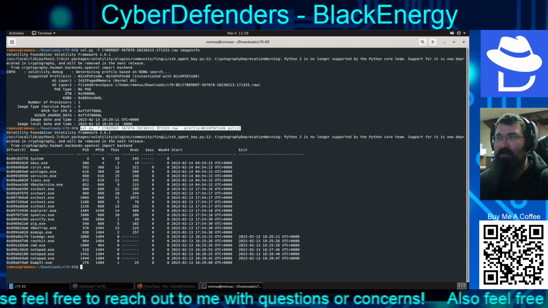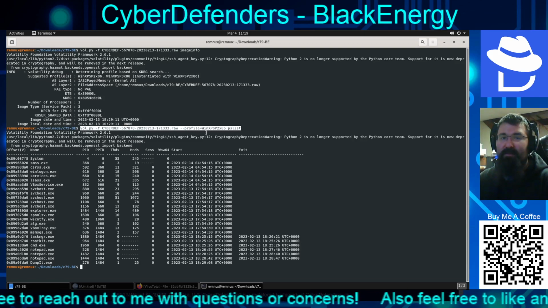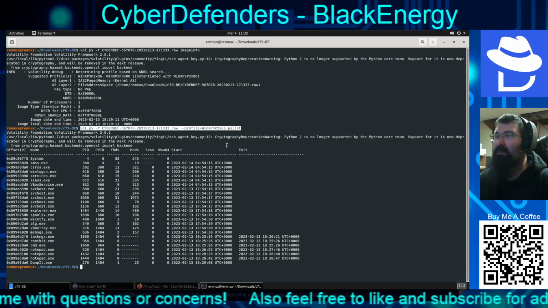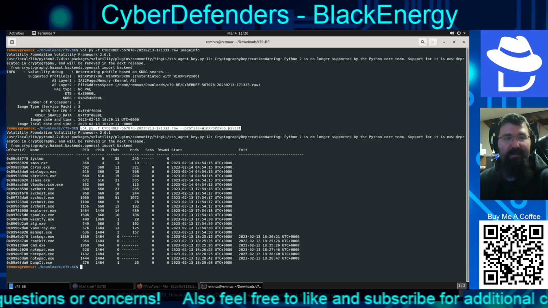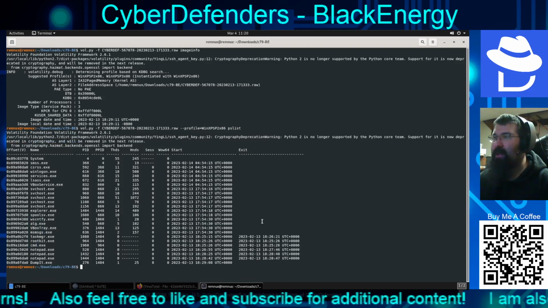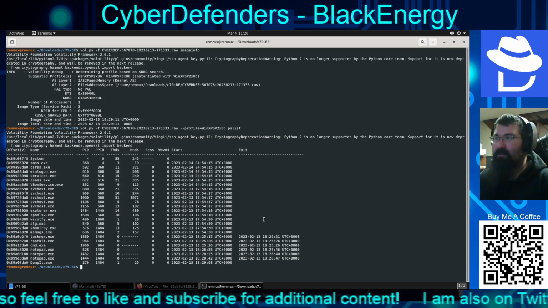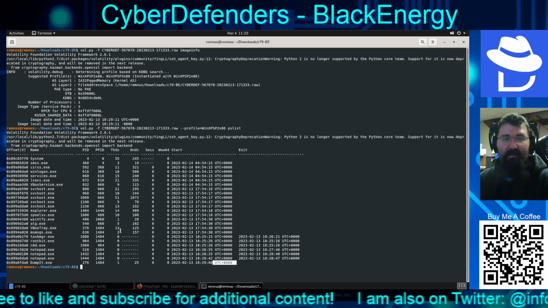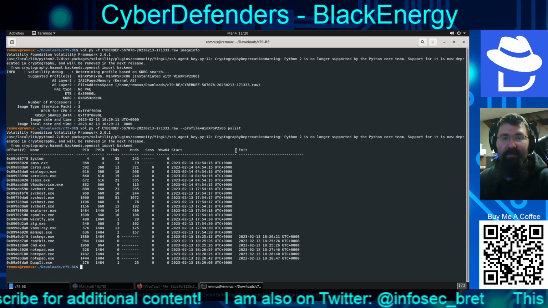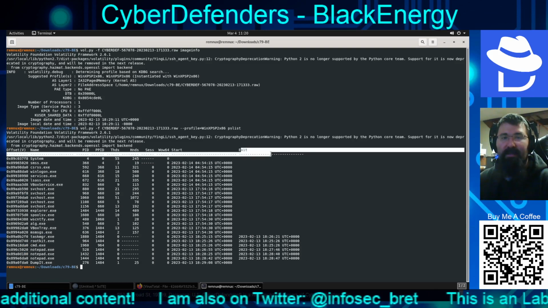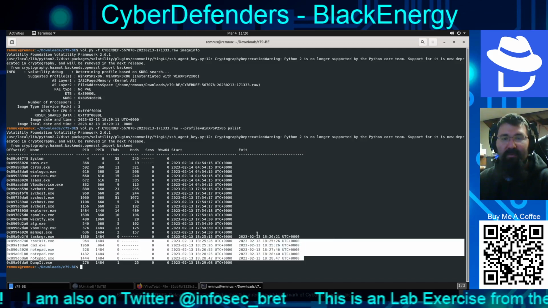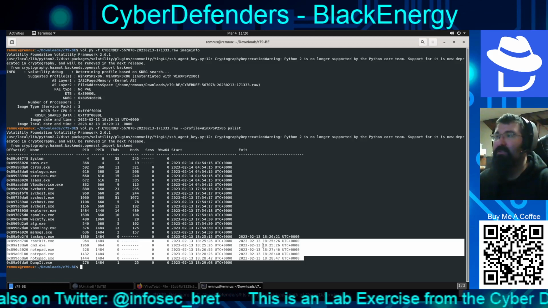vol.py -f, the location of the memory dump, --profile equals WinXPSP2x86, and then issuing the plugin command of pslist, which generates all this. And the question is, how many running processes? So, I mean, you do a quick count of all of this, you get 25, but they want running. So notice start and exit. So you're going to take your 25 and you're going to remove anything that's in the exit column, which gives you the 19.